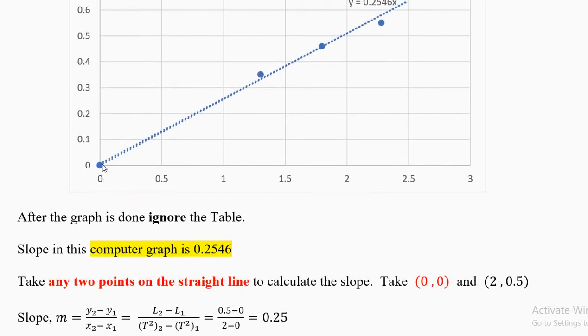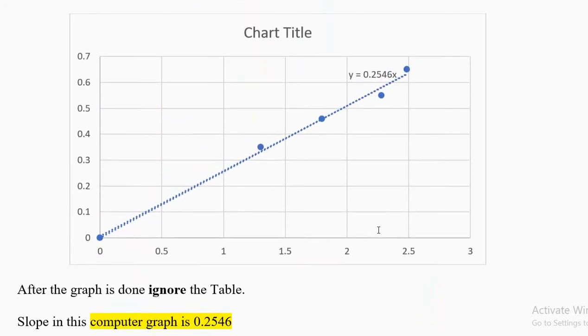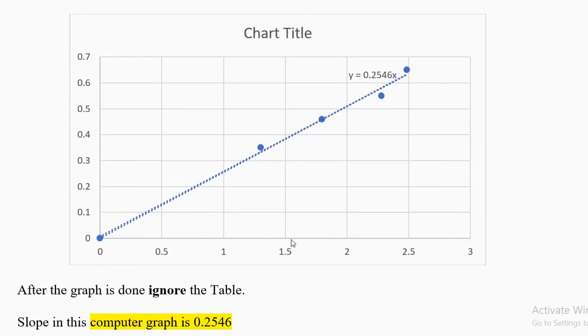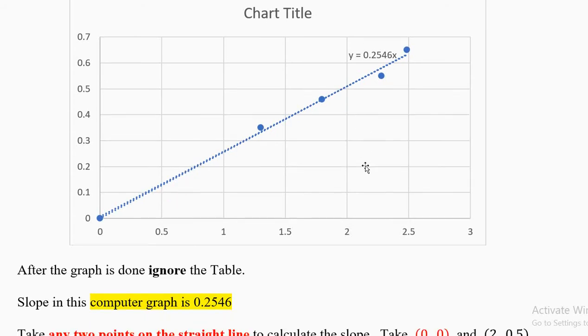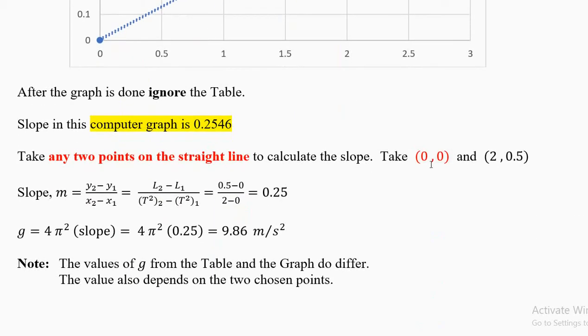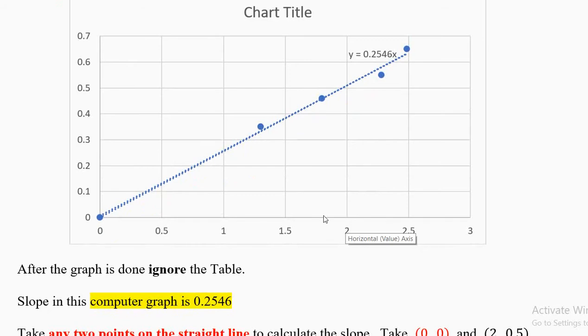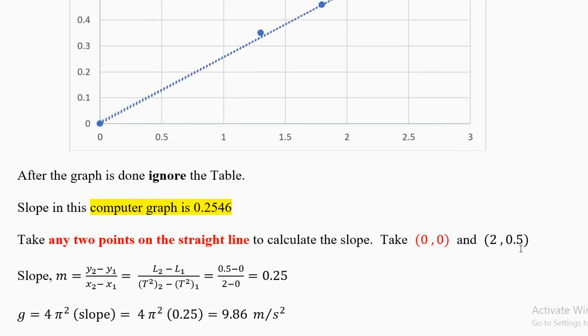Which points are easy? 0, 0 is in the corner, and you can take 2 and this is 0.5, takriban, okay? So we have taken 0, 0 and 2 and 0.5. Look here, 0.5, 2, 0.5. So this is the point we are taking. It is 2 here and takriban 0.5 here.